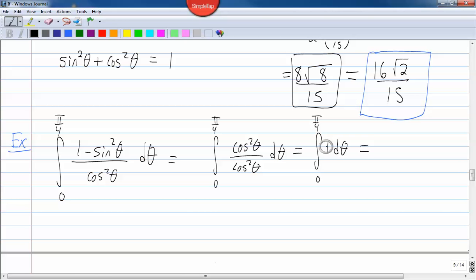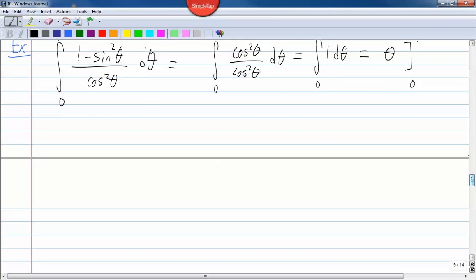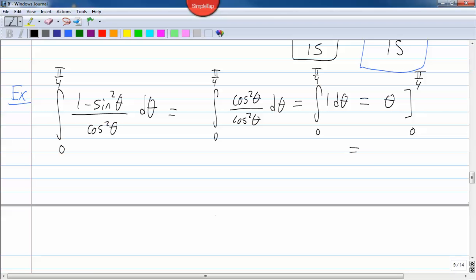And what's the integral of 1? Just x, or in this case, just theta. So it's theta evaluated from 0 to pi over 4. Or pi over 4 minus 0, just pi over 4.